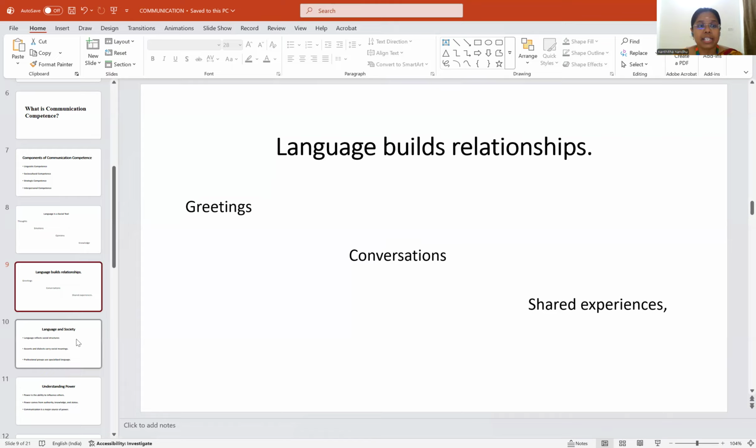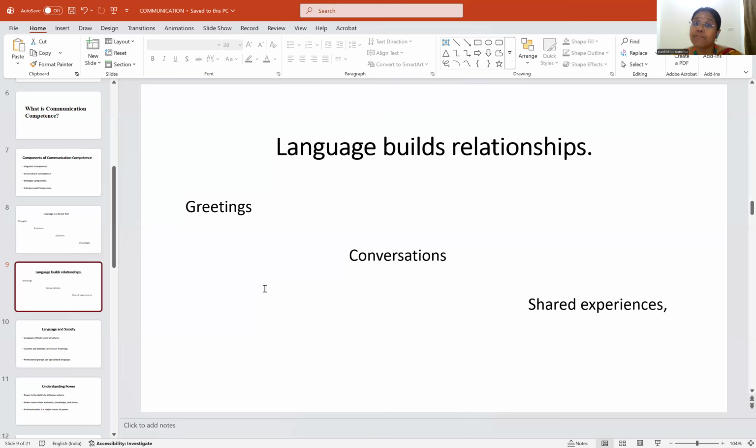Next, language acts as a preserver of culture. Language carries traditions, histories, and cultural values across generations. So it is all the more important to get to know about the cultural differences and cultural histories of the listeners before getting involved in the interactions.